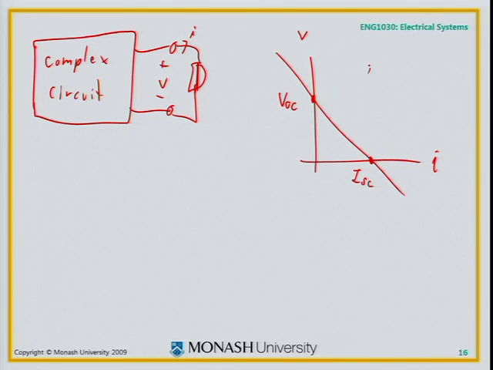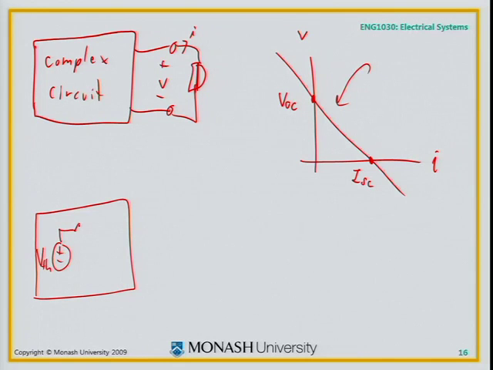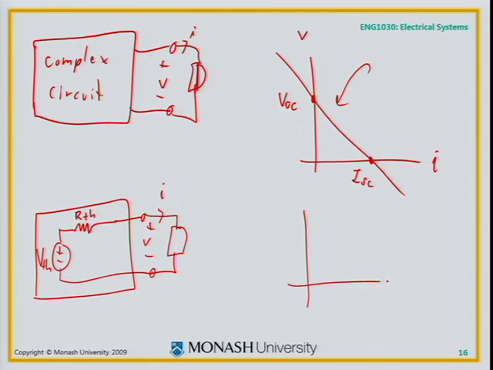I know the equation of this line. I'm trying to replace it by some voltage source V Thev in series with some resistor R Thev. And I need to choose those two values so that I get exactly the same curve. That's what equivalence means. So if you did the same thing with that circuit, this is I, this is V, what will this value here be?